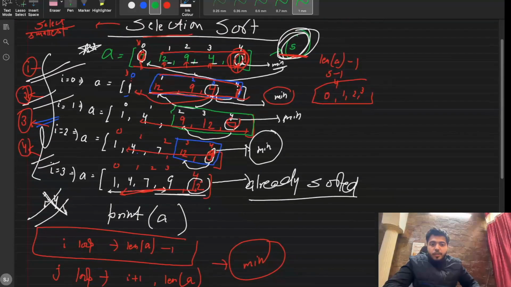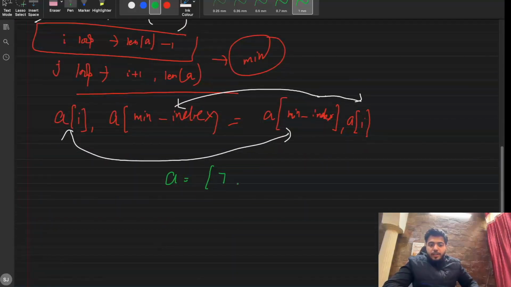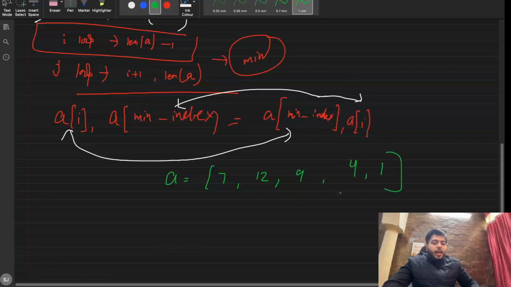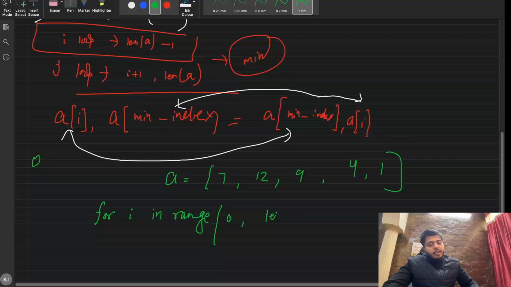What are the elements? 7, 12, 9, 4, 1. What I am saying here is, I will run one loop for i in range of length of array. If I am giving just one argument in range, it means the starting is 0 and this is your end. Even if I don't write 0, it means it is 0. Length of array minus 1.